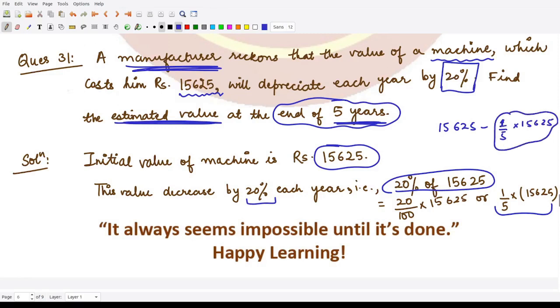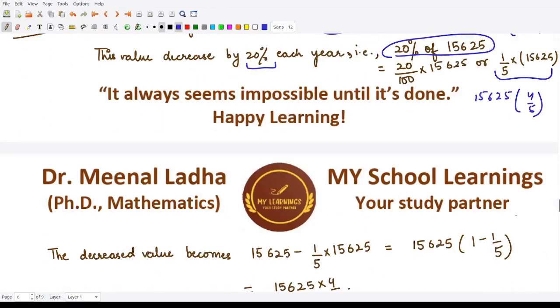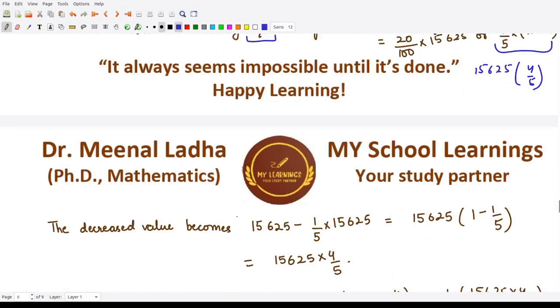So now the value becomes this one total. You can take this term common, 15,625, and you will be left with 1 minus 1 upon 5. When you solve 1 minus 1 upon 5, it would come out to be 4 by 5. Therefore, in the first year, the value becomes the total value minus the decreased value, which is 4 by 5 of the total value, right?